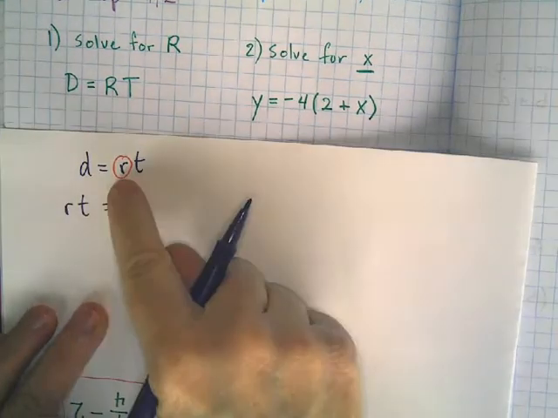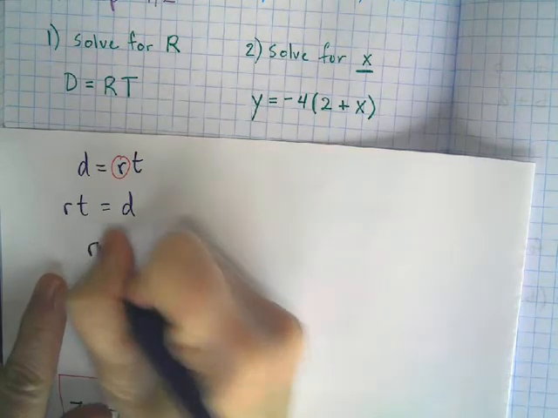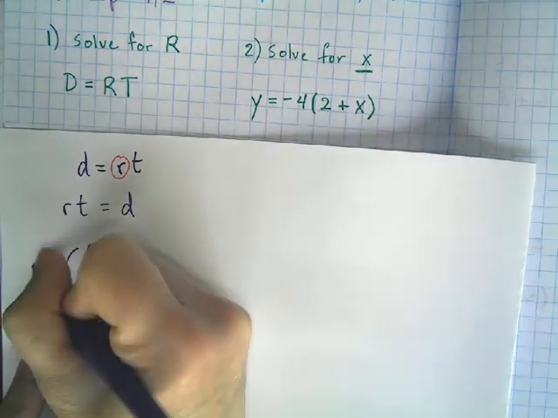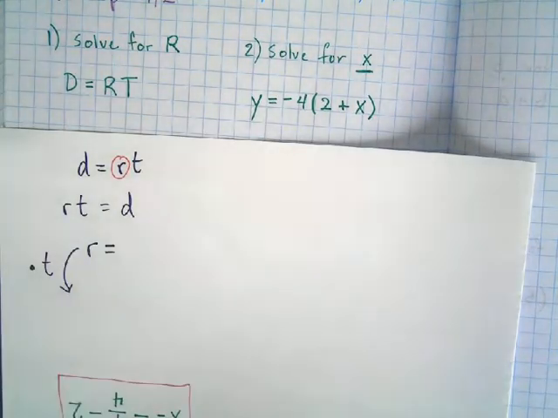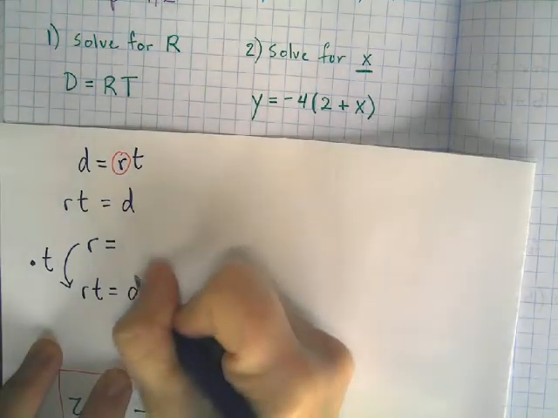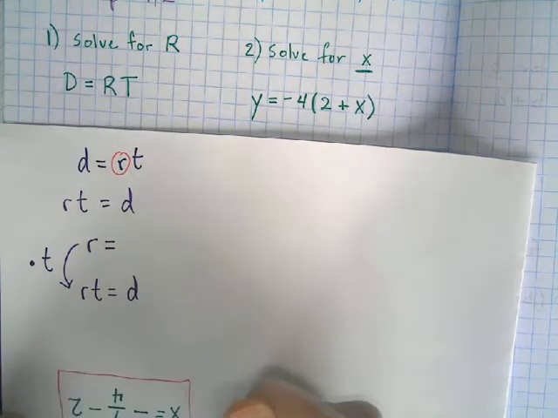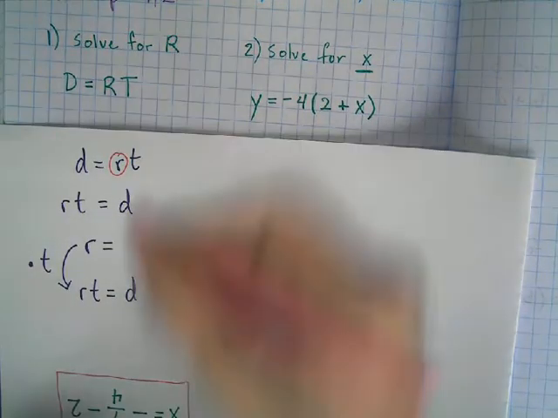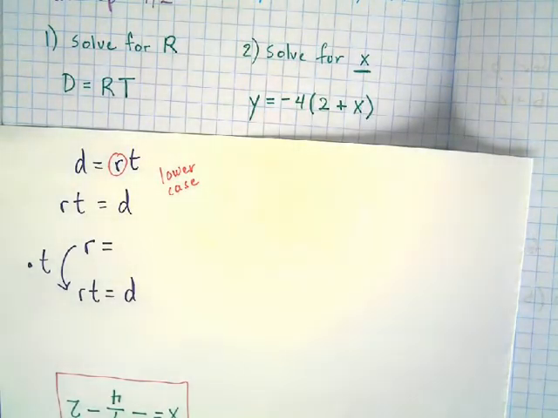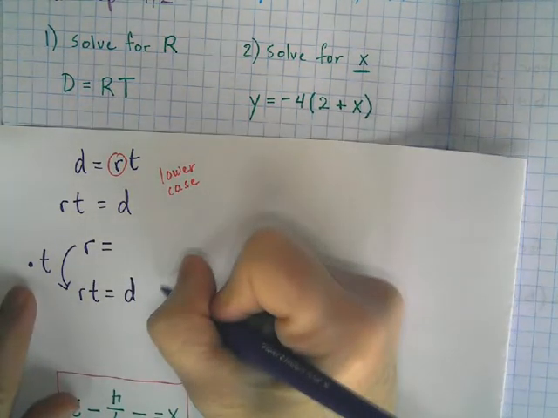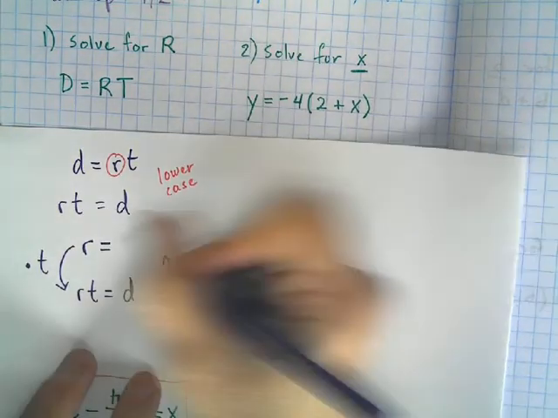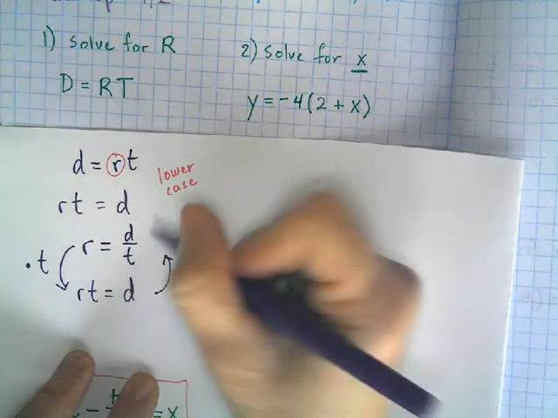So I'm solving for R, so I'm going to start with R equals. What's happening to the R? It's being times by T. When letters are next to each other, it means multiplication. So I have R times T equals D. And notice it's all lowercase. These letters are lowercase. No big letters, all small letters. All right, the opposite of times by T is divide by T. So D divided by T. That's it.